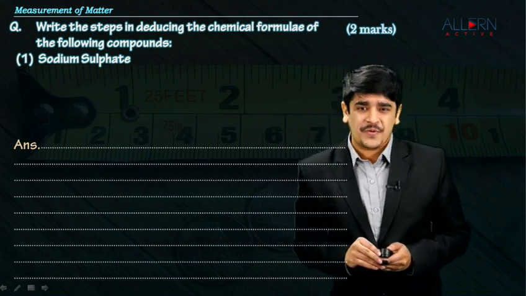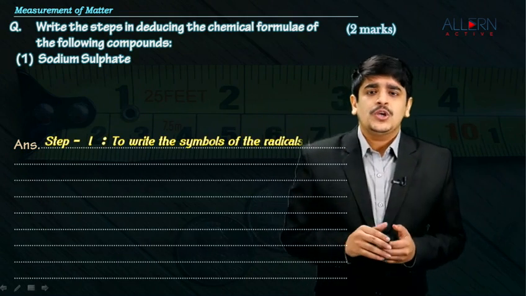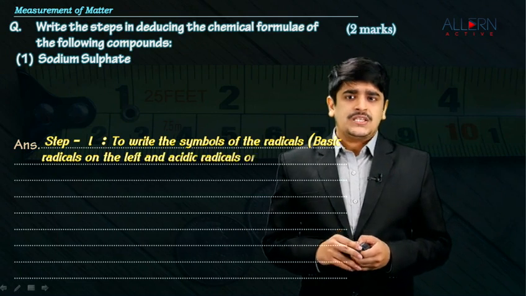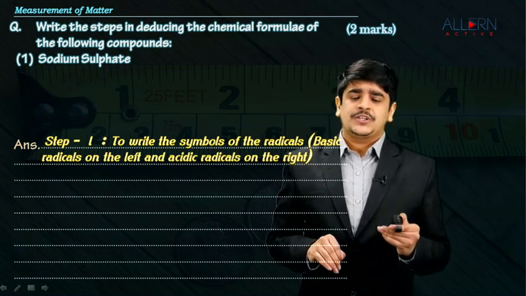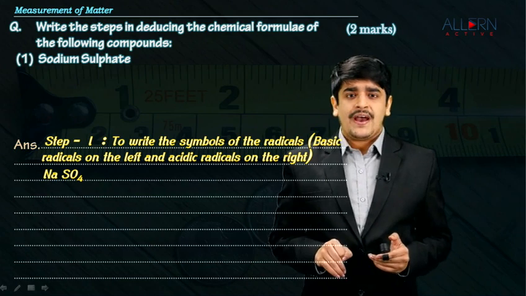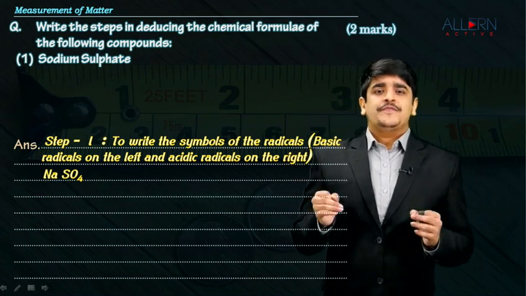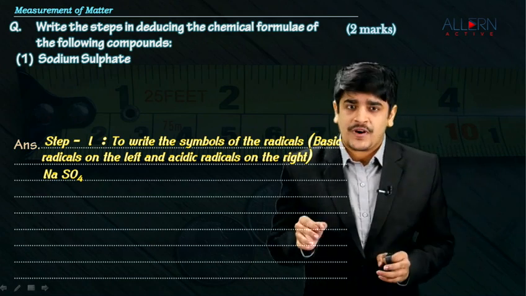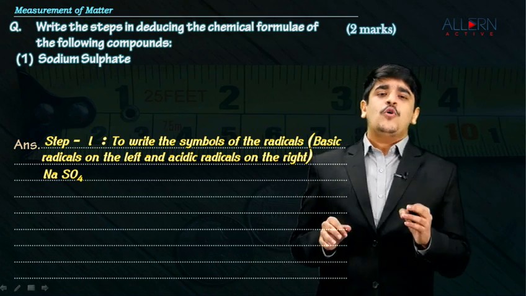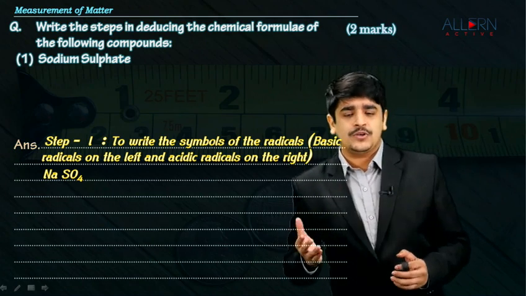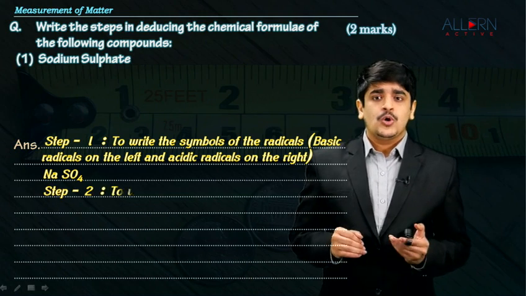We have sodium sulfate. Now, step 1, write down the symbols of the radicals, always basic to the left and acidic to the right. Let's begin. So, we have NaSO4. How did I get that? I have sodium, which is Na with a charge of 1 plus, and I have sulfate, which is SO4 with a charge of 2 minus. So, I write down Na to the left and SO4 to the right. Great. Who do we have next?